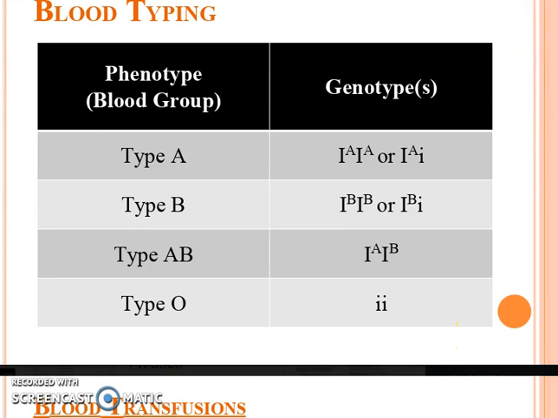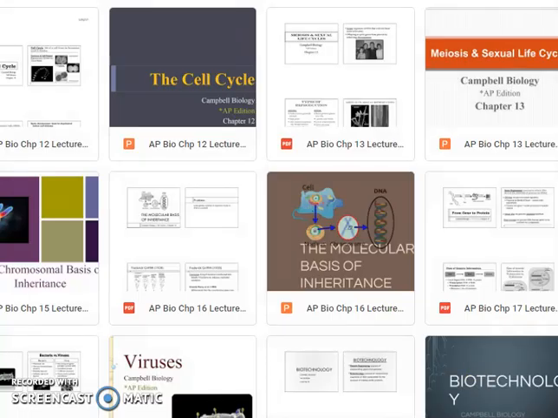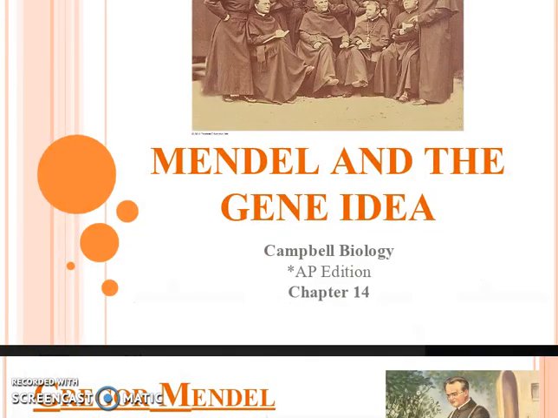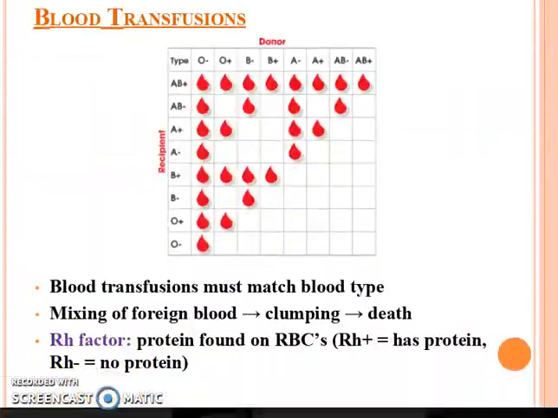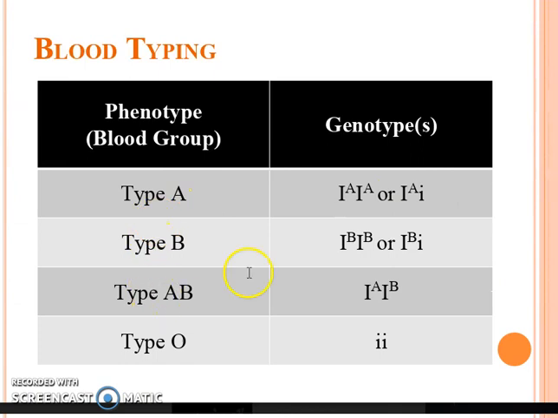This is just showing you the different phenotypes and the genotypes that are assigned to them. In the case of A, it can be I^A I^A, or just AA, so two A alleles, or an A allele and an O allele, because O is actually recessive. So if you have an A and an O, or a B and an O, it's going to code for whatever the dominant allele is.